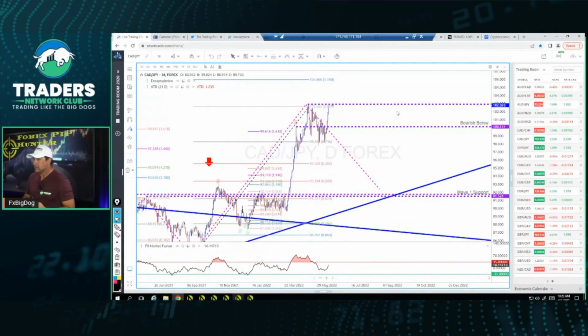So I'm not concerned about the CAD JPY. I'm actually getting very excited about it, because if I'm right about the fact that the CAD is going to weaken in the midterm, long term, then that means that this is going to be, once again, just a short-term rally, and then price is going to go ahead and dip back down south again. So I'm real excited about this.